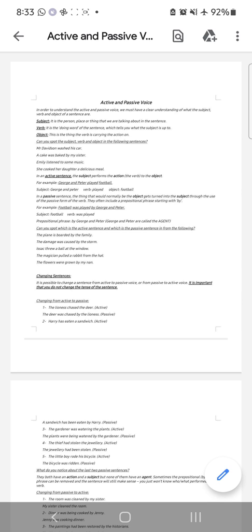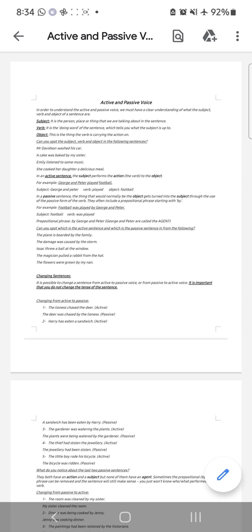Okay? So in an active sentence, the subject performs the action or the verb to the object. For example, George and Peter played football. My subject is George and Peter, my verb is played, and my object is football. But in a passive sentence, the thing that would normally be the object gets turned into the subject through the use of the passive form of the verb. They often include a prepositional phrase starting with by.